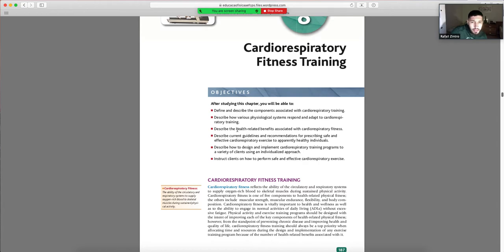Describe the current guidelines and recommendations for prescribing safe and effective cardiorespiratory exercise to apparently healthy individuals. Essentially how you're going to do a program, example programs, etc. Describe how to design and implement cardiorespiratory training programs to a variety of clients using an individualized approach. So this is getting a little bit more personal. It's kind of like this one, just a little bit more honed in. And lastly, instruct clients on how to perform safe and effective cardiorespiratory exercise. So anything the client needs to know before that.